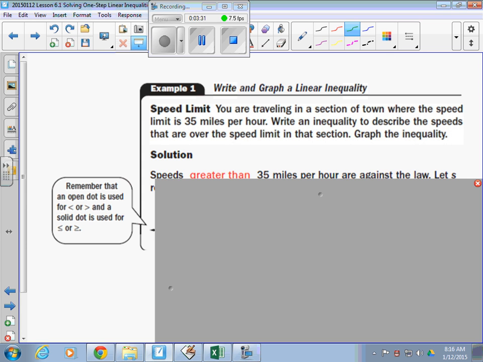Example number 1 is writing and graphing a linear inequality. It says you are traveling in a section of town where the speed limit is 35 miles per hour. Write an inequality to describe the speeds that are over the speed limit in that section. Graph the inequality. Now, when you're talking about inequalities, the words at least will come up. At most, at least, not to exceed. You'll see stuff like that.